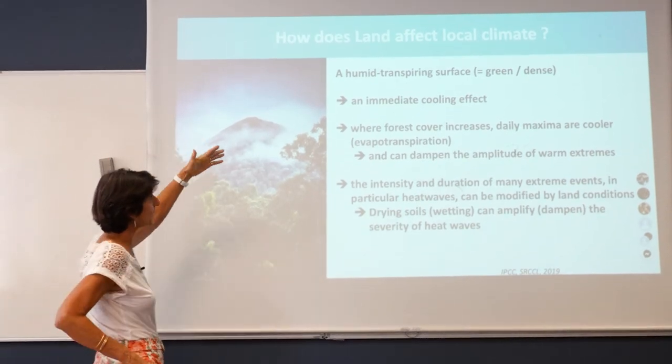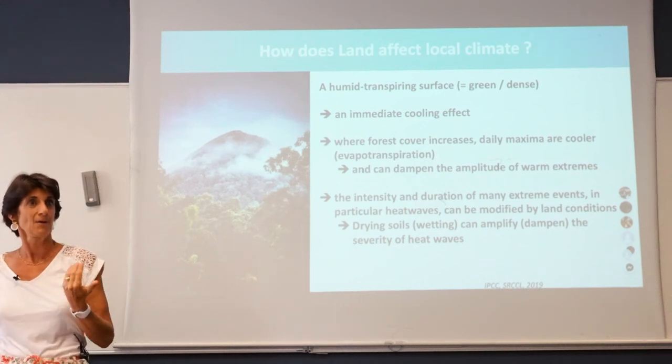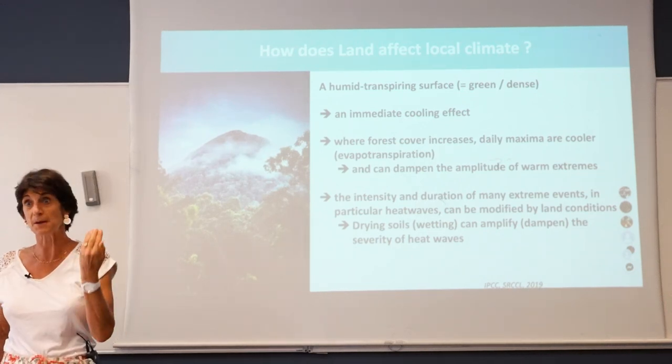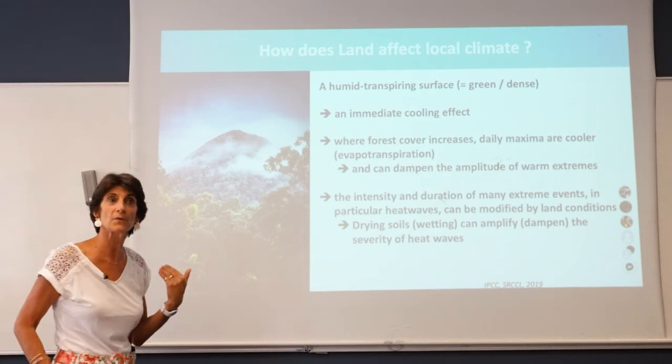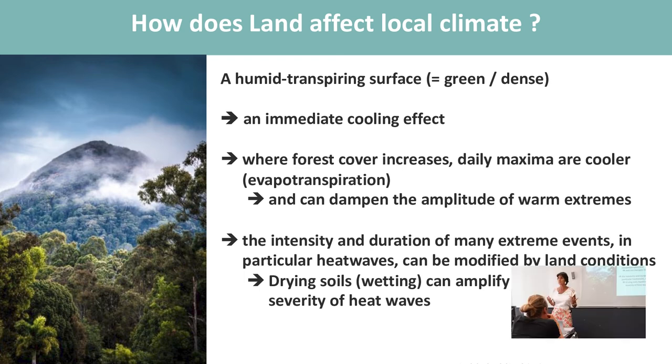So all the experiments show that any time you increase the greenness somewhere, you decrease the value of temperature during extreme events. We know that above a forest, storms are probably less intense than over cities, because they don't fuel themselves with as much energy as they do over the cities. So for extreme events, greening the surface has a really big impact. And we know that drying soils can amplify the severity of heat waves, and reversely, wetting soils can dampen the severity of heat waves. And again, this is why we think about greening the cities. That's part of the issue.